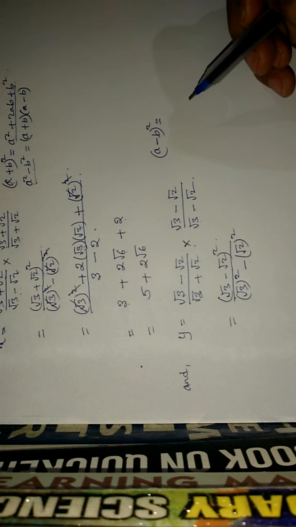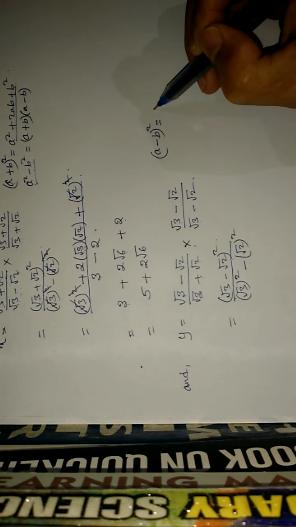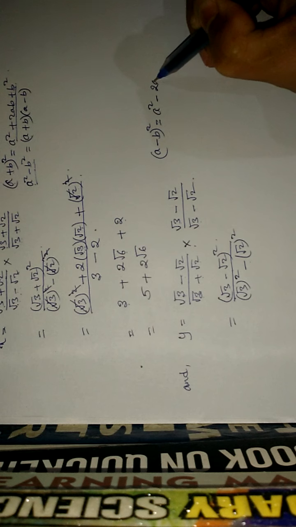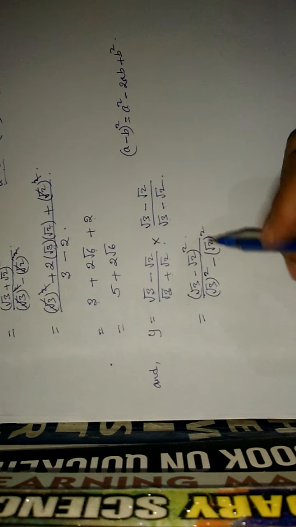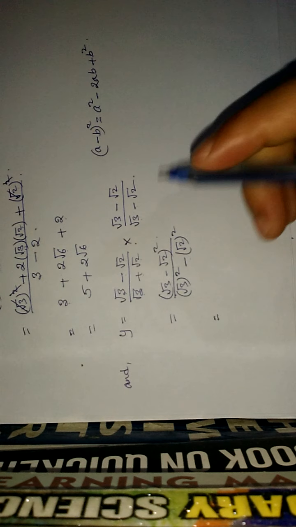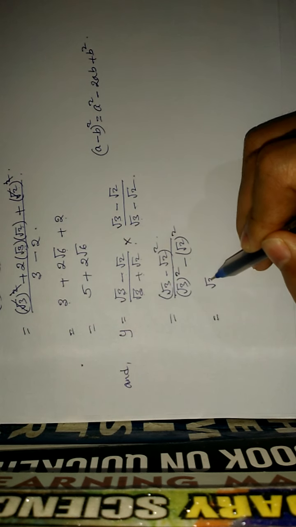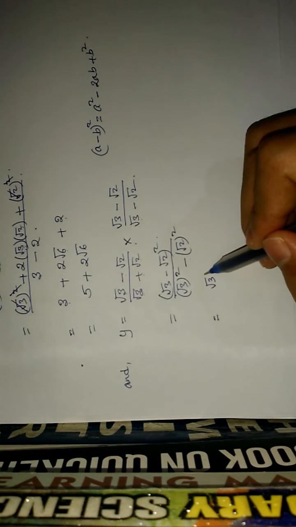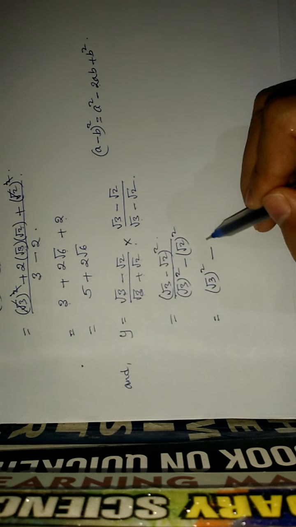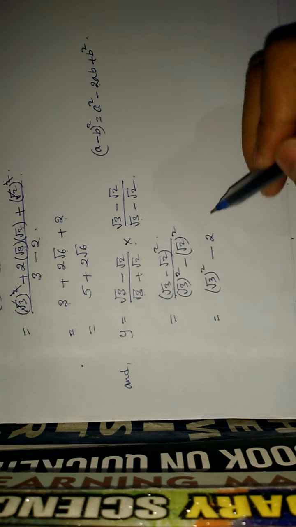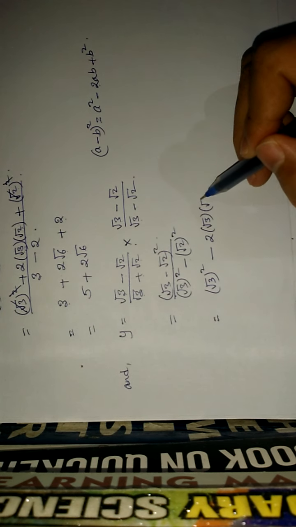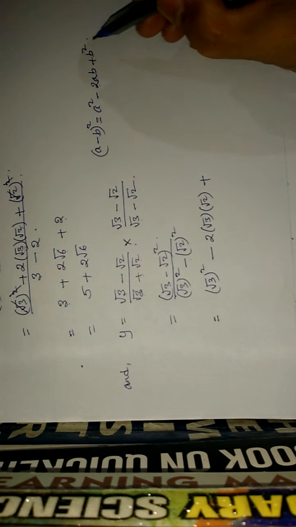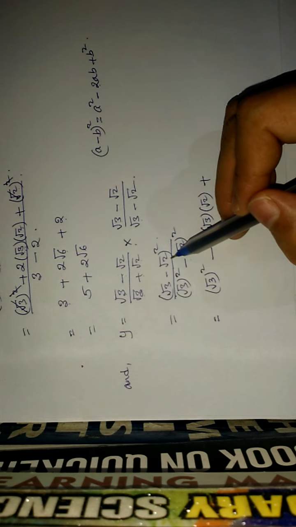Since it is a square, it will be root 3 squared minus 2. A is root 3 and b is root 2, plus, since it is b square, or b in this case is root 2 squared. At the denominator, cancel the root and square, so 3 minus 2 will remain. Okay, 3 minus 2.